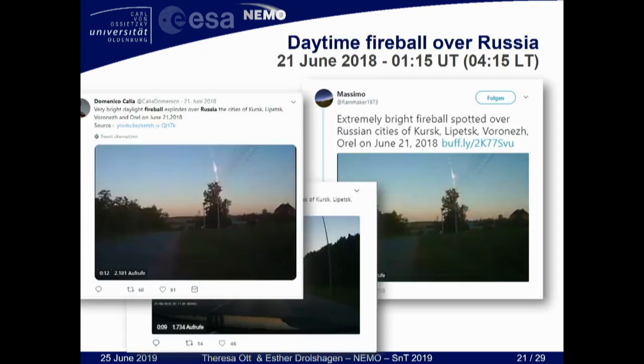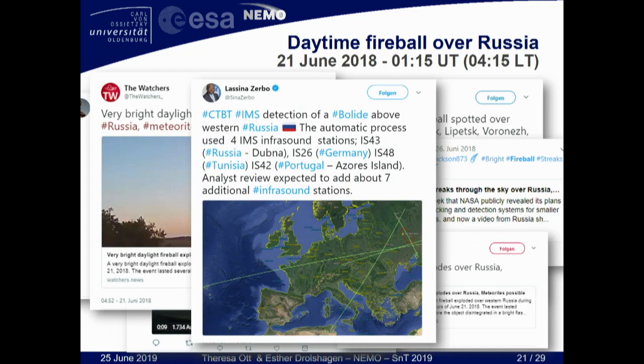Here we just put some of the tweets on. A lot of them get retweeted with similar information, but also with new ones. And it was detected early on with the infrasound system.